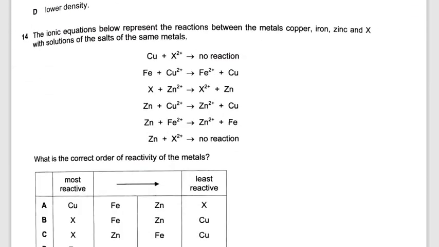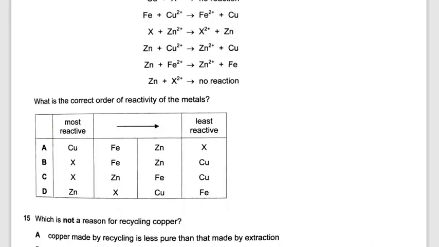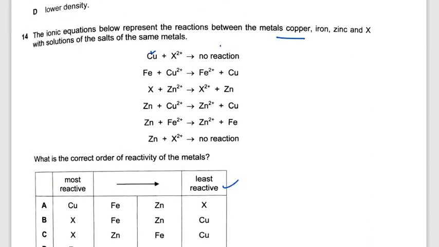Now question number 14, which looks like a long question, but it is actually not. The ionic equations below represent the reactions between the metals, copper and the same metals. Okay, so this one has no reaction. Copper is not very reactive, it's the least reactive. So look at the options. This is the only hint you have in a very easy way. Least reactive here, so either B or C.